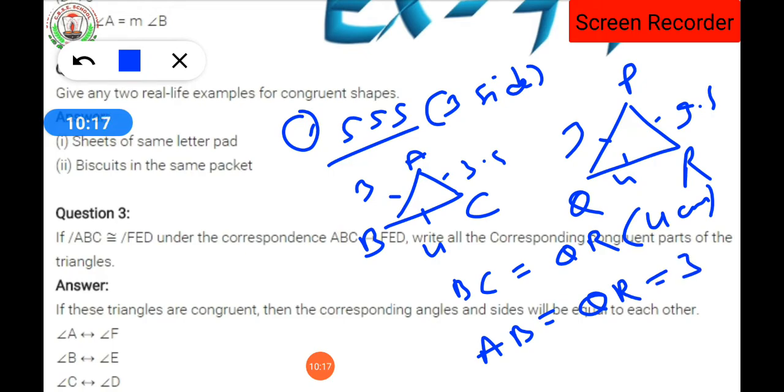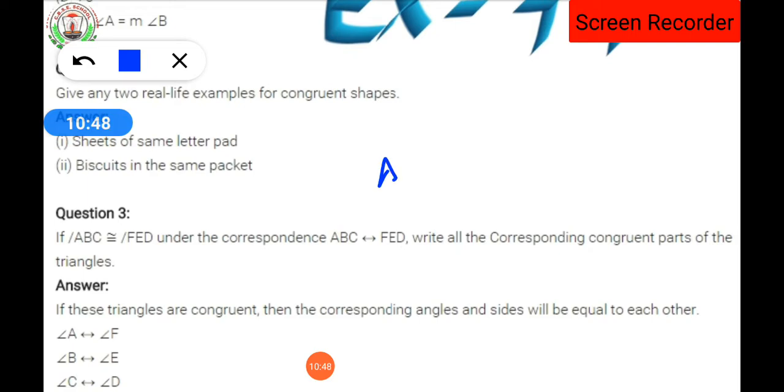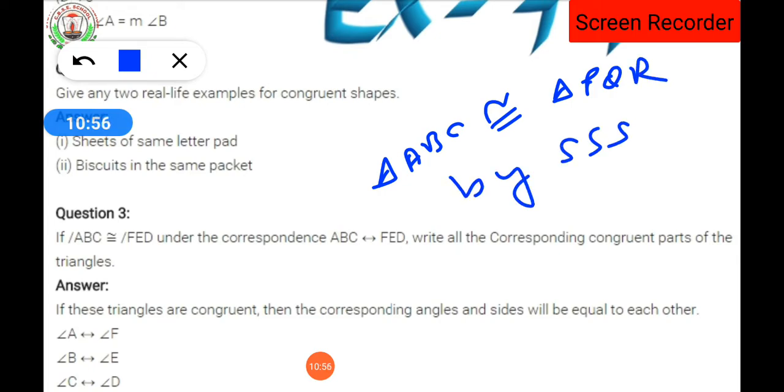QR as 3 centimeter. Then BC measurement is equal to AB measurement is equal to PQ, not PR, it is PQ, that is 3 centimeter. Then BC measurement is equal to QR, that is 4 centimeter, and AC measurement is equal to PR, that is 3.5 centimeter. So we can see that दोनों triangle का जो sides का measurement है वो आपस में same है. Hence we can conclude that the triangle ABC is congruent to triangle PQR by side congruence criteria.